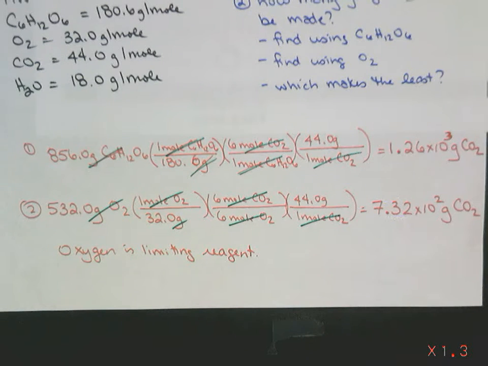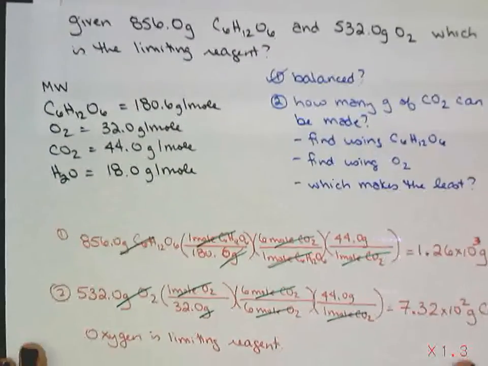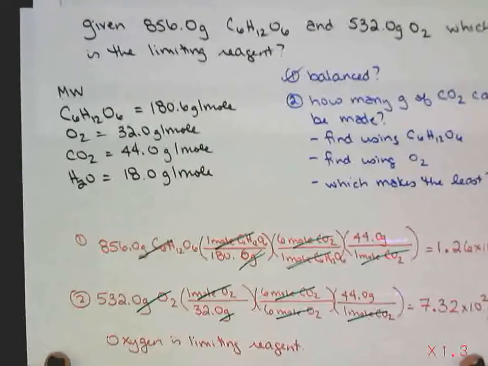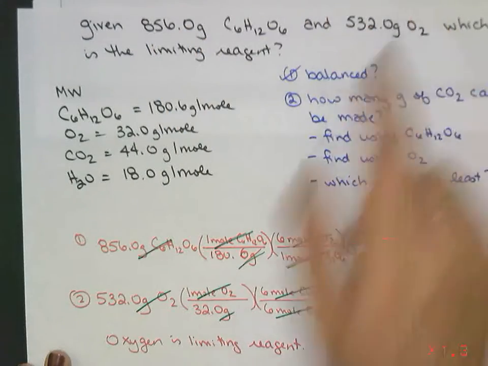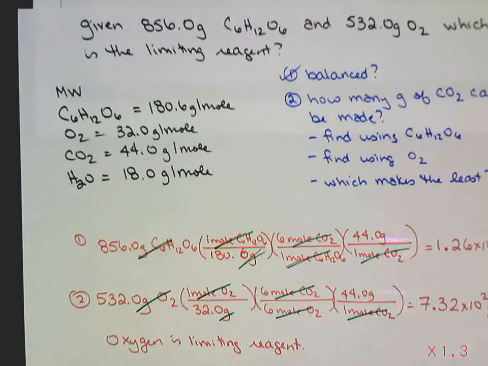Would you have to convert to grams or could you just go? You can stop at moles. That'd be fine. Yep. Wouldn't you have to check for H2O as well? You do not have to. How come? Because whichever one's the limiting is going to make the least of both. So I could have chosen water or carbon dioxide. It'll tell me the same information.